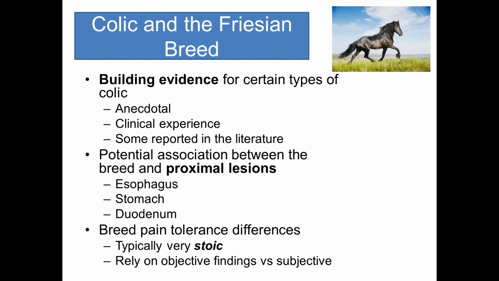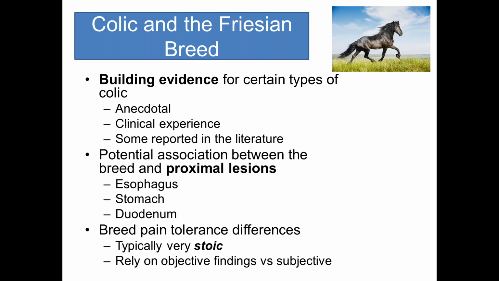I think things like colitis can happen to any horse, and that's more to do with the bacteria in the gut and what's called the microbiome. But when it comes to the physical structure of the anatomy, I think the esophagus, stomach, and duodenum appear to be a little bit unique in the Frisian breed.